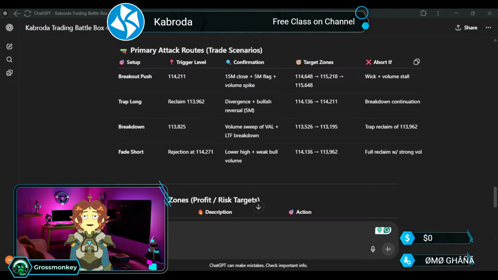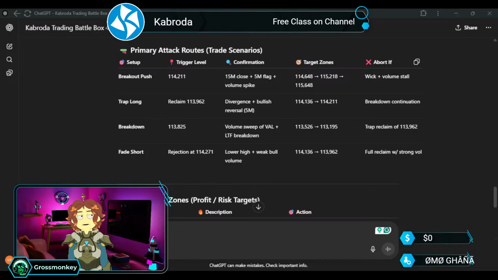So the primary attack routes. We got the breakout push at 114.211. That's the trigger. We'll get the 15-minute close, the 5-minute flag and a volume spike there. And then we'll be targeting 114.648 essentially. If there's a big wick or a volume stall, that's where we stop looking at that.